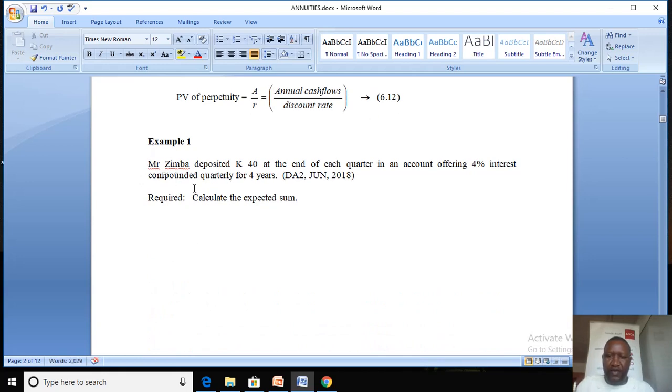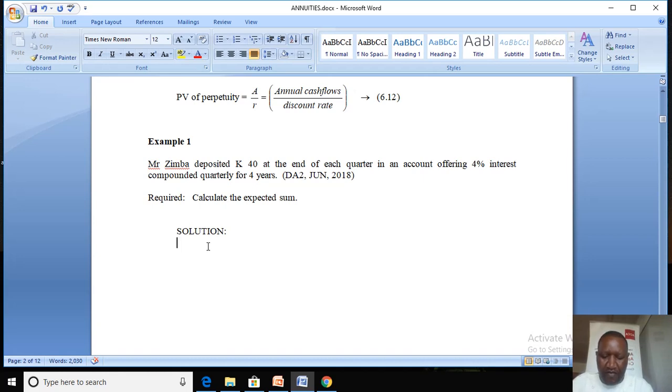Example number 1. Mr. Zimba deposits 40 kwacha at the end of each quarter in an account offering 4% interest compounded quarterly for 4 years. So, as part of the solution, you need to first of all identify the variables that are given.